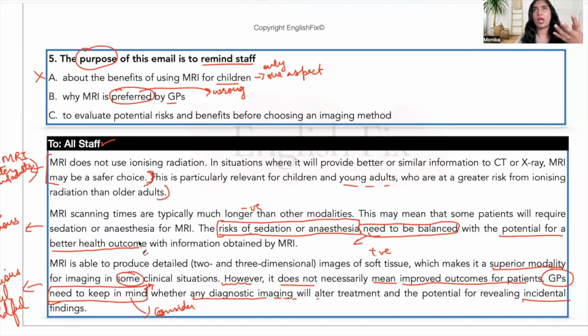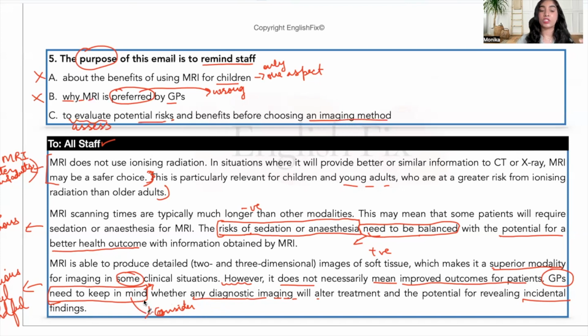Again, the point was that we are not matching the detail, but rather we are understanding why the entire thing is written. So the entire paragraph is not actually explaining to me why GPs prefer this, but rather it is warning the healthcare professionals that, listen, whenever you order this MRI, keep these things in mind, right? So why this is preferred? It's not correct. It is reminding the staff to evaluate, assess, or consider the potential risks and benefits before choosing an imaging method.